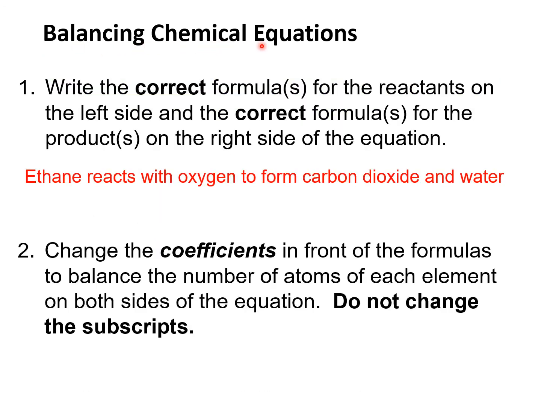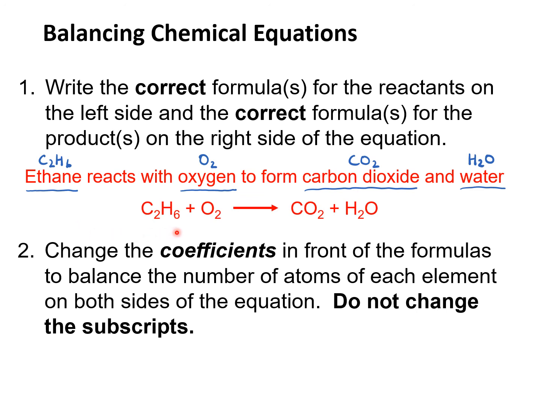Balancing chemical reactions is an important fundamental skill that you will be responsible for in the course. The first step to balancing a reaction is to write the correct formula for each of the reactants and products. So in this example, we have ethane reacting with oxygen to form carbon dioxide and water. The chemical formulas for each of these are C2H6 for ethane, oxygen is a diatomic gas, O2, carbon dioxide is CO2, and water is H2O. Putting these together gives us C2H6 plus O2 produces CO2 plus H2O. Now this is the unbalanced reaction.